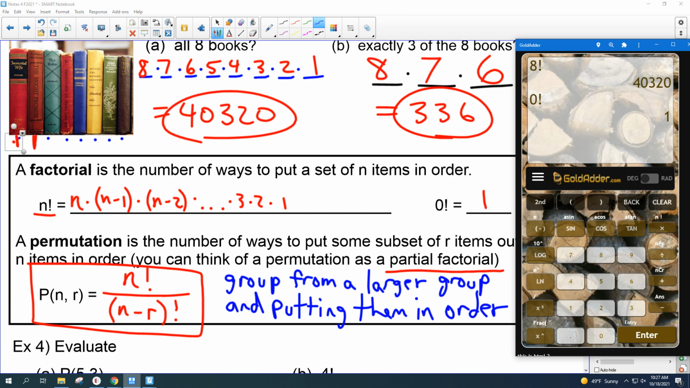On a calculator, you can type that in. If you find the nPr function, and mine is above the division. There are a couple of different ways you can enter it depending on your calculator, but mine does this: 8 nPr 3 is 336. So try to find that option on your calculator. Those of you with graphing calculators, it'll be inside of your probability menu, or you go to math and then over to PRB.